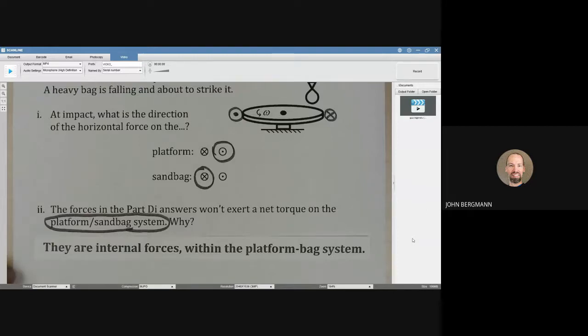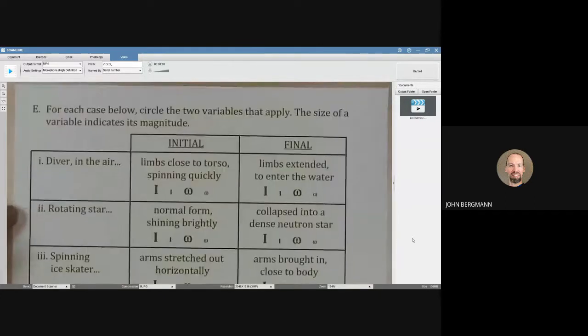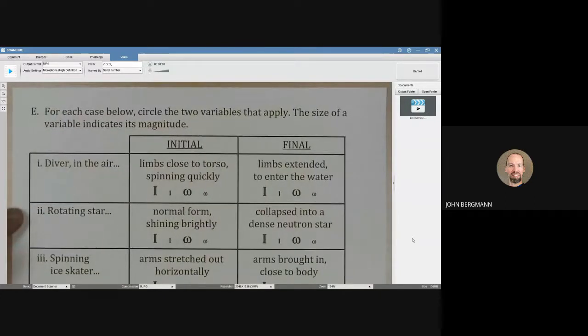If we consider our system to be just, let's say, the platform, then when this bag hits, there would be a net torque on that platform. But if we consider the system to be the platform and the sandbag both, then there is no net torque on that system. So let's describe what happens here. The size of the variable that I've shown here, large I, large omega, small omega, indicates the magnitude.